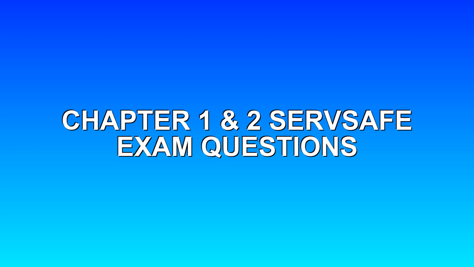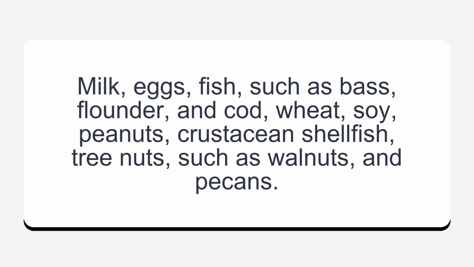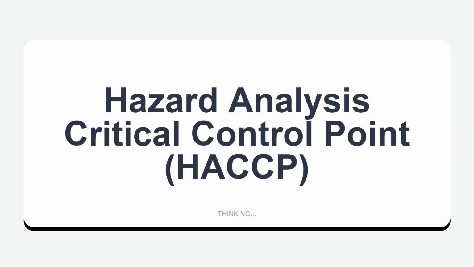Chapter 1 and 2 ServSafe exam questions. Common food allergens: milk, eggs, fish, such as bass, flounder, and cod, wheat, soy, peanuts, crustacean shellfish, tree nuts, such as walnuts and pecans. Hazard Analysis Critical Control Point, HACCP.